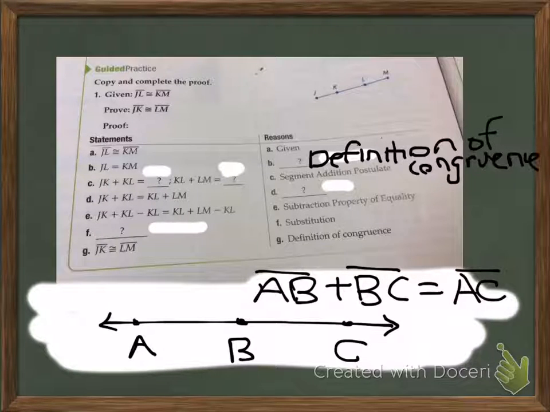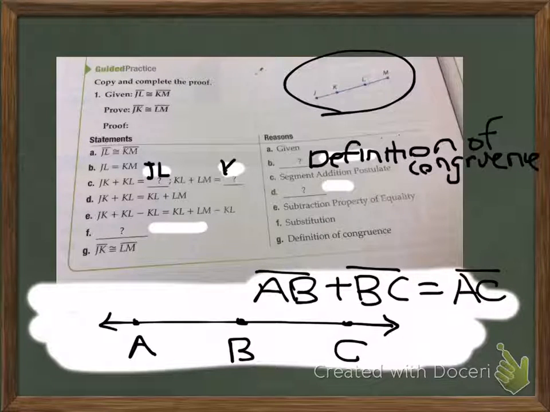Then we go to the next statement, and we have 2 blanks to fill in. This is talking about the segment addition postulate. So if you look at the line up here, it says JK plus KL equals what? So if we do the segment addition postulate, that's going to be JL. And then same idea, KL plus LM would equal KM. And again, all this is talking about is the segment addition postulate. So that's how we would fill in those.